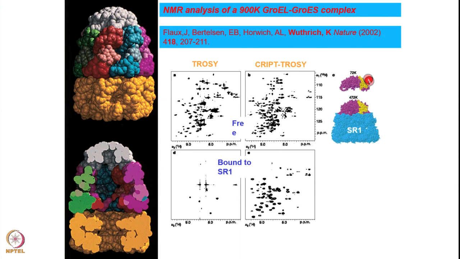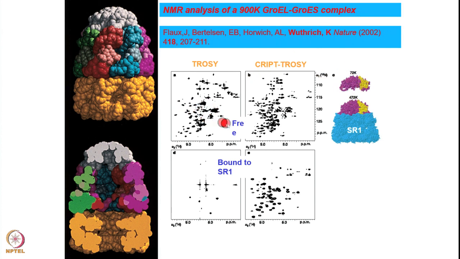There are multiple copies of a particular small protein here. In this case, there are 7 copies of a small protein which is 10 kilodalton in size. So therefore, there are 7 copies of this. One is trying to look at the signals from this particular protein. What you do is you can actually reconstitute this protein with some portions labeled and some portions unlabeled, and then you can see what you are going to get.